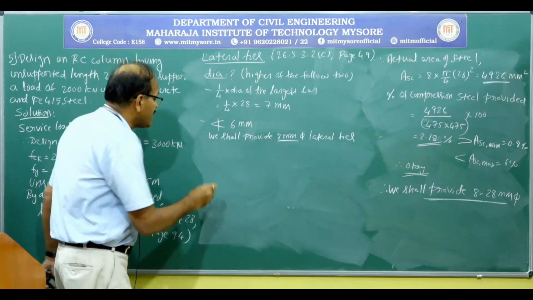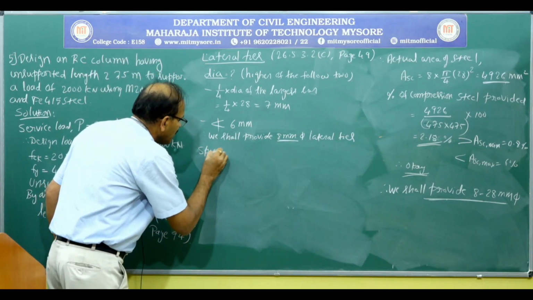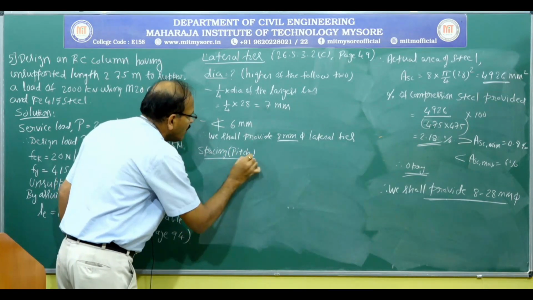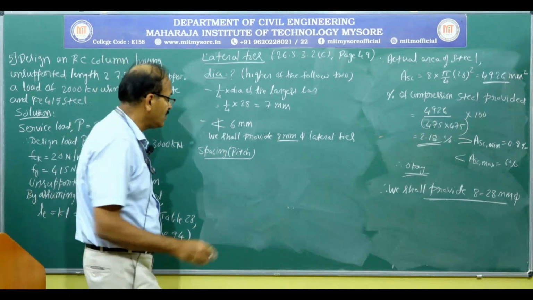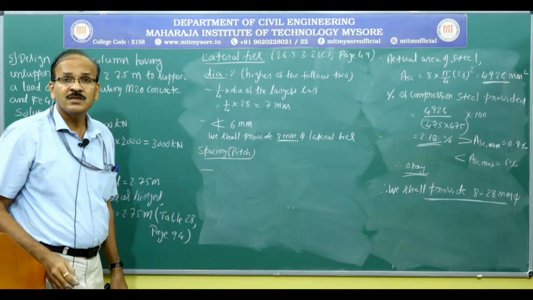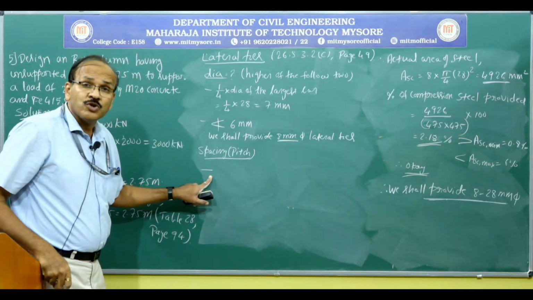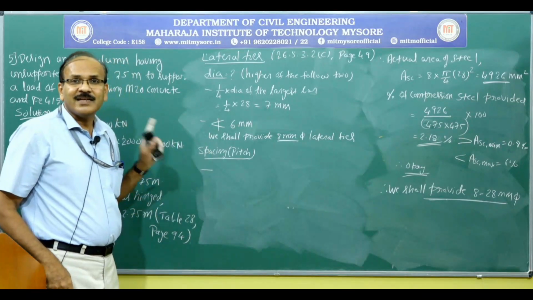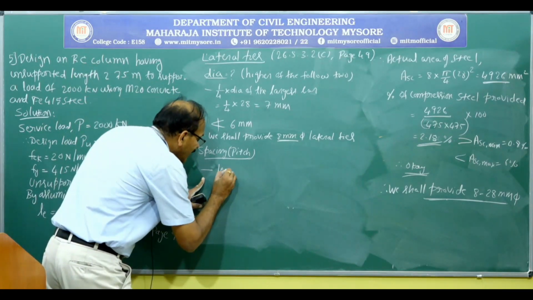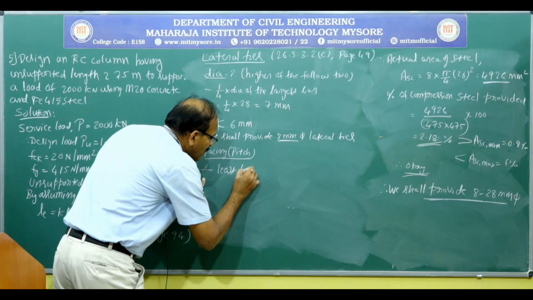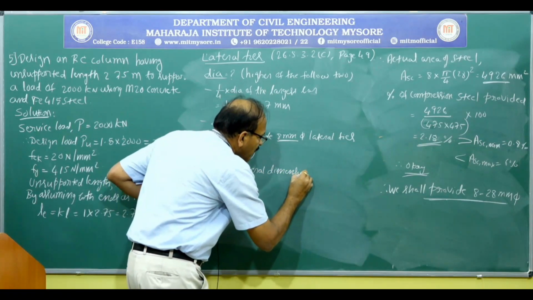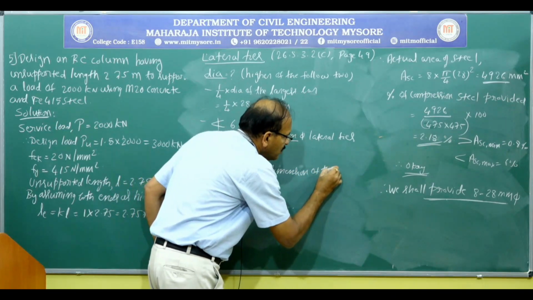Next comes the pitch or the spacing, that is the pitch of the lateral ties. So the code says the pitch should not be greater than the following three. Okay. So one is the least lateral dimension of the column.